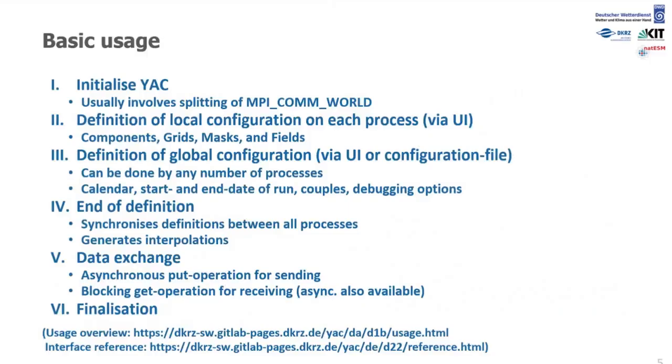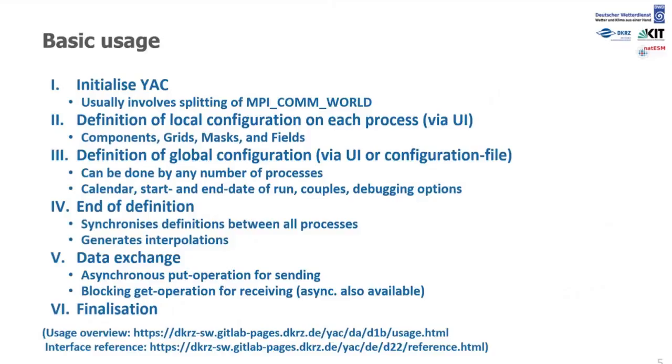How do you use it? So you start by initializing YAC. This is the generation of the instance, usually involves the splitting of MPI_COMM_WORLD. Then you have a couple of local configurations where each process defines which component belongs to what part of the grids, or which grid and what part of the grid it has, defines its mask and its fields. This is done via the user interface.